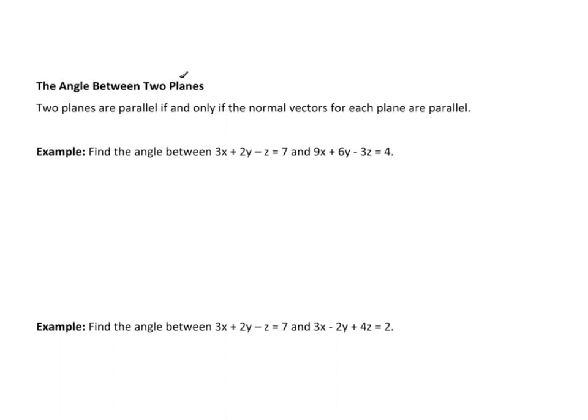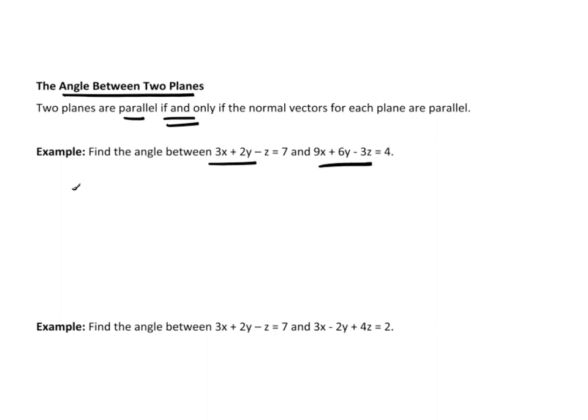Let's take a look now at the idea of the angle between two planes. First of all, if we think about this for a second, two planes are going to be parallel if and only if the normal vectors for each plane are also parallel. And if you picture that, that should make sense. So let's find the angle between these two planes.